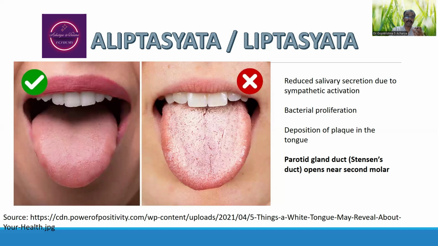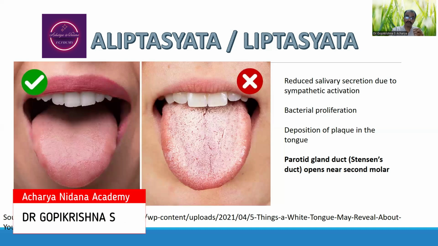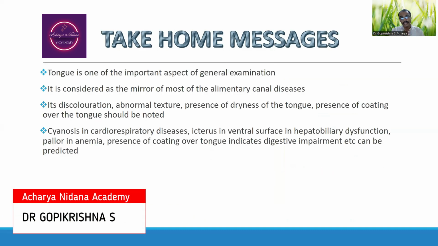So the examination of the tongue or Jihva will be helpful in the diagnosis of diseases as such. The take-home messages from today's video are: tongue is considered to be one of the important aspects of general examination. It is considered to be the mirror of most of the alimentary canal diseases or some systemic diseases also. Its discoloration, abnormal texture in terms of excessive moistness or dryness, and presence of coating over the tongue have to be noted.